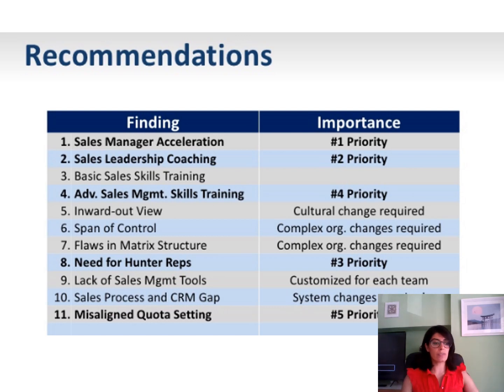The recommendations of the sales manager was basically to look at 5 key priorities. The first priority was to accelerate the training of the sales managers and give them sales leadership coaching. Then came the need for hunter reps who would actually hunt new leads. The next priority would be to actually create skills training for sales managers, and then they would actually realign the quota setting to make the quotas more realistic.